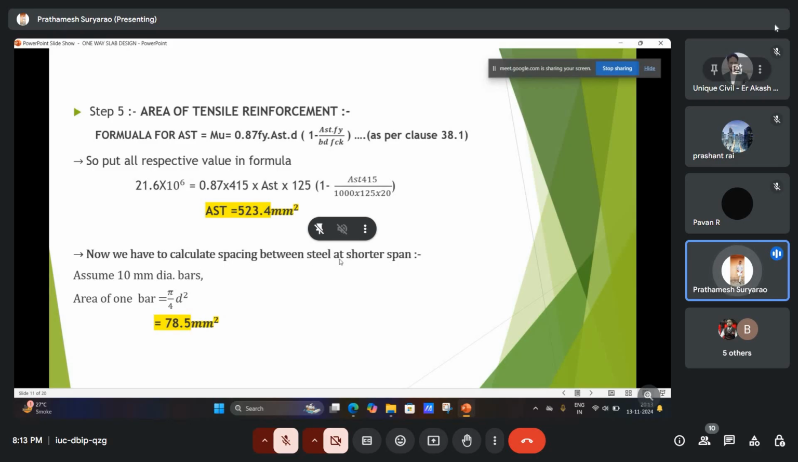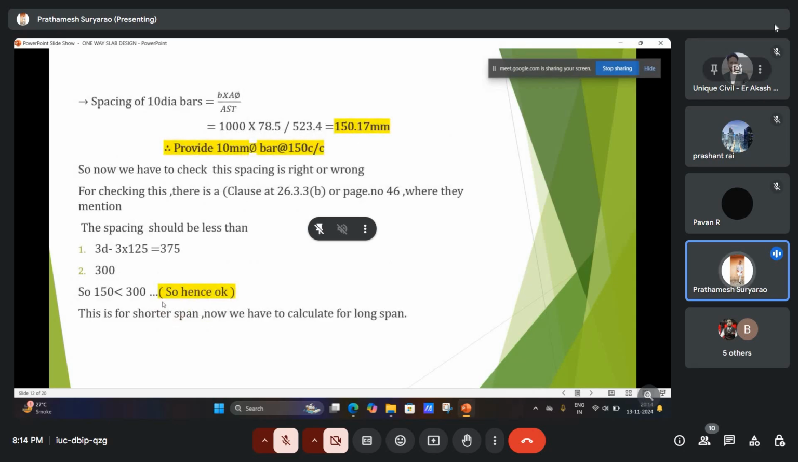Now we have to calculate the spacing of steel for the shorter span. First we will calculate for the shorter span. So we assume 10 mm dia bars. We have to calculate the area of one bar. The area of one bar formula is pi upon 4 d square. Putting d equal to 10 squared, we get 78.5 mm square.